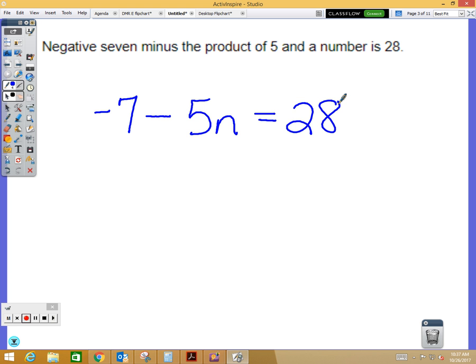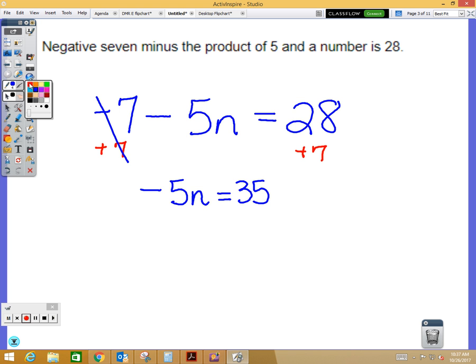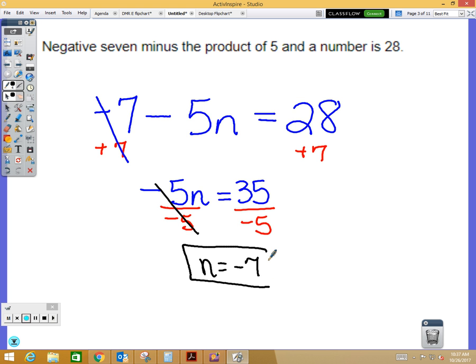So now we're going to do what to solve this first? First step. Add 7. So it's going to give us negative 5n equals 35. Now what? Divide by negative 5. Final answer? Negative 7. Okay? Any questions about that one?